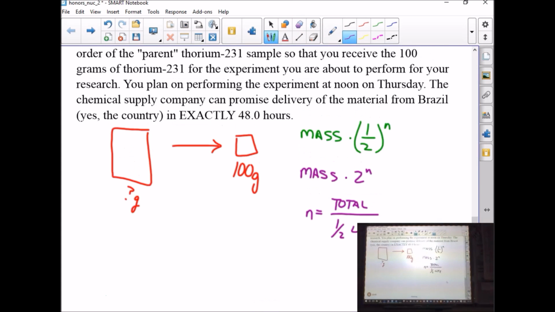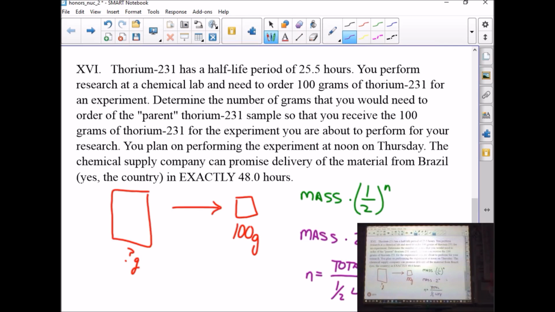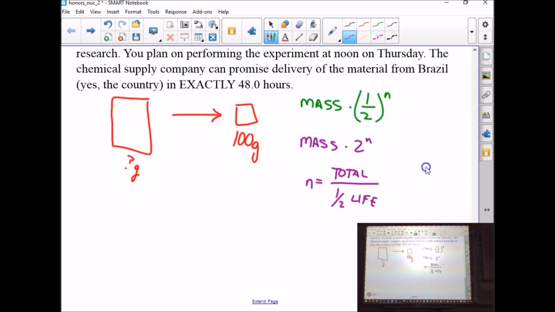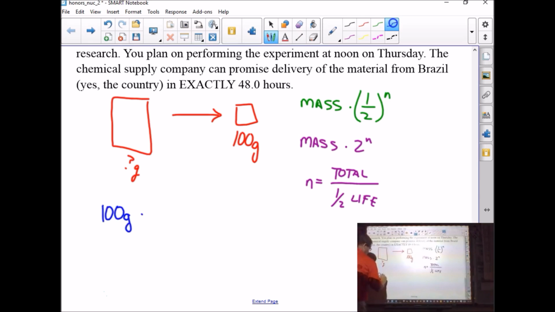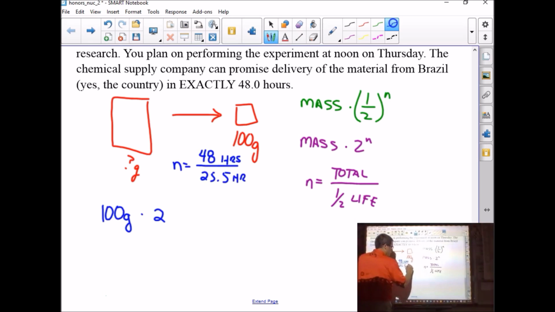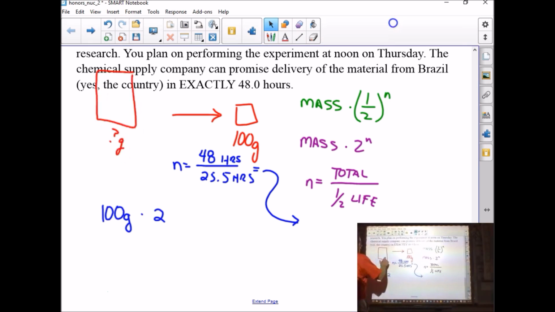All right, easy. So how much do we need? We need 100 grams of it, and our half-life amount of time is 25.5. So let's do that: 100 grams times 2 to the n, and let's do our n calculation. 48 is our total time, divided by 25.5. Now, we don't want to round this number. Whatever you get, use that. So 1.88235.